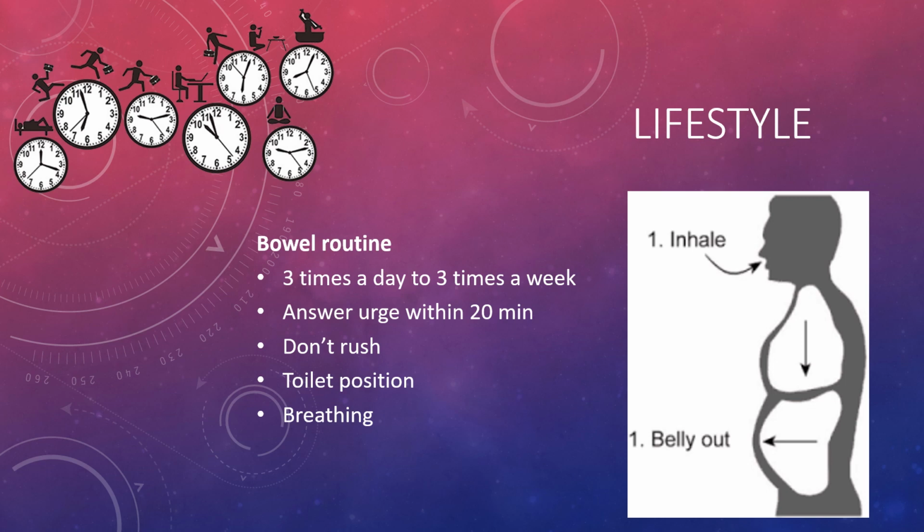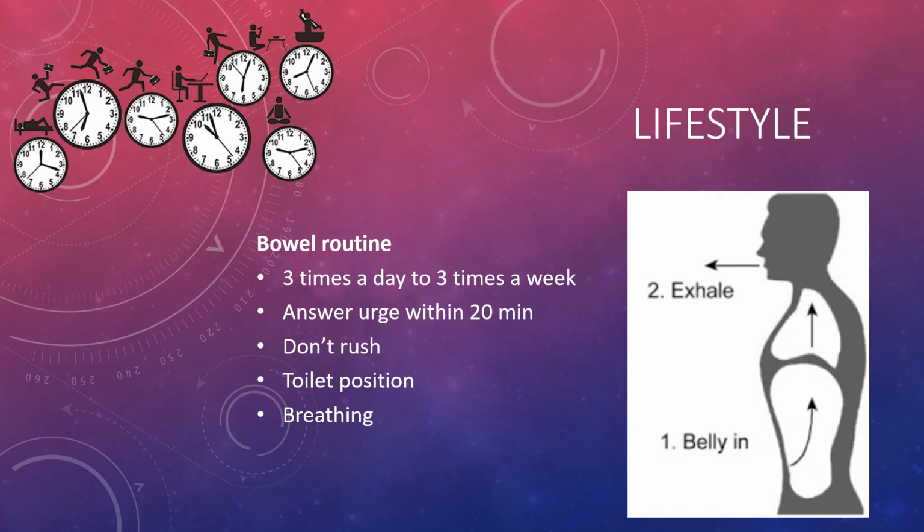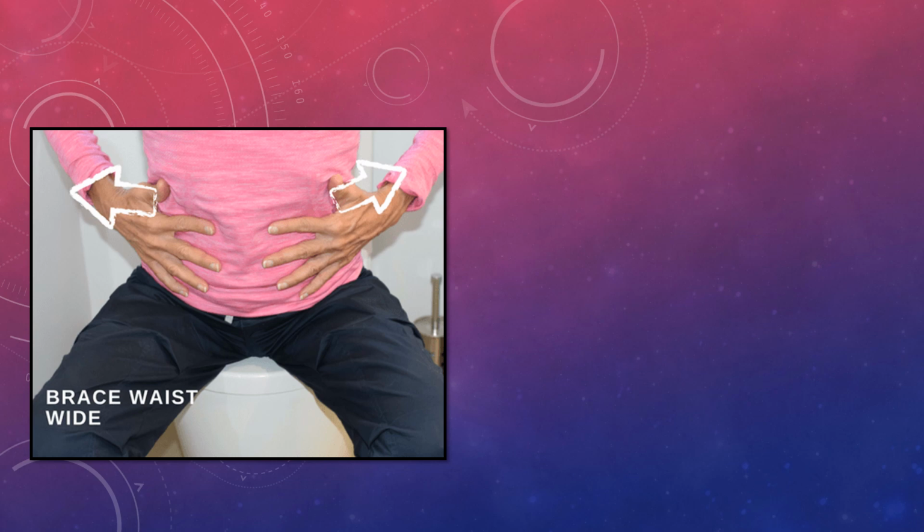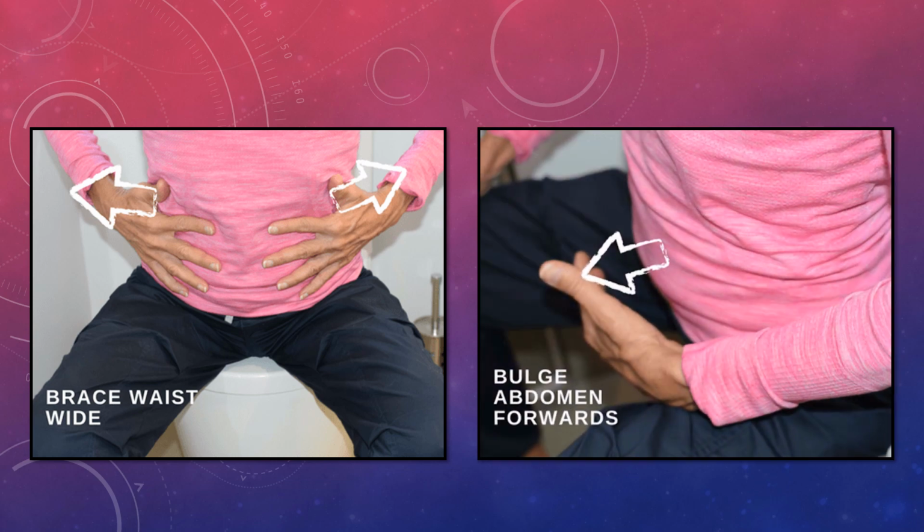To trigger your bowels to empty, imagine as if you are wearing a belt around your waist without holding your breath. Expand your waist muscles against the belt and focus on relaxing your anus so the stool can pass down. This is called the brace and bulge technique.